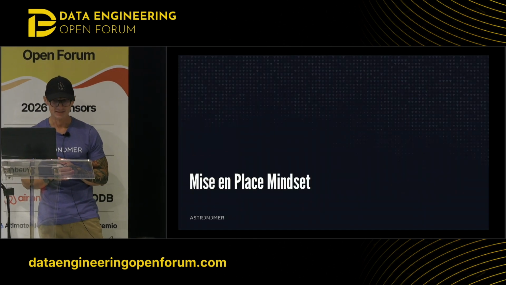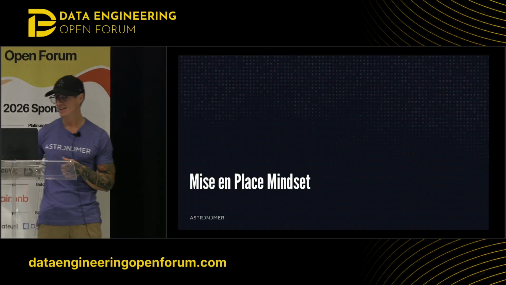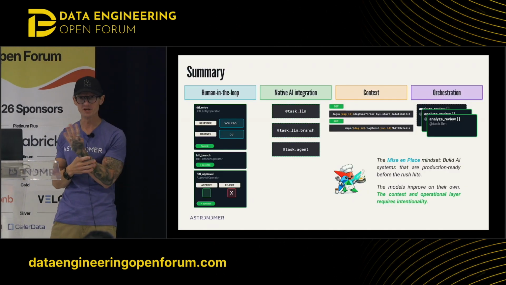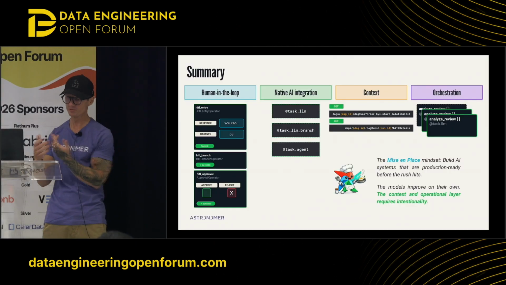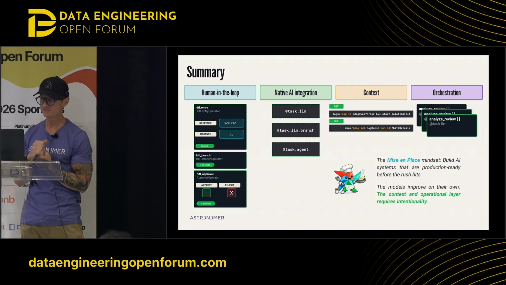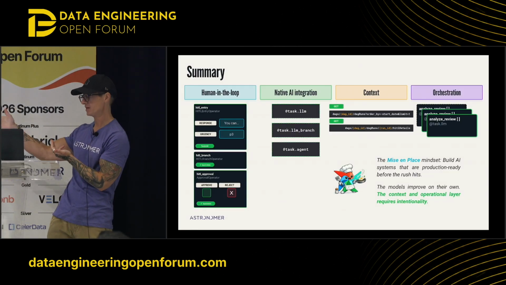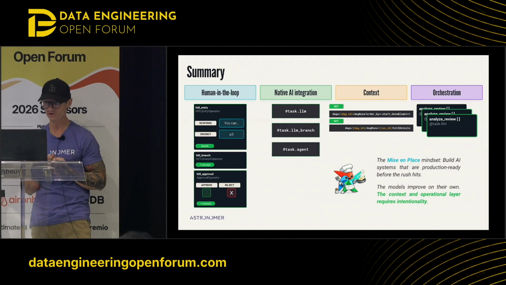Now, the mise en place mindset. Cool, thanks. Let's see what we learned. What is very important for these four aspects I showed in the beginning is that we have a certain set of tools, right? We have human in the loop, we have this native AI integration in our orchestration layer. The context that we get from the API and orchestration itself can help us to parallelize and control the flow.